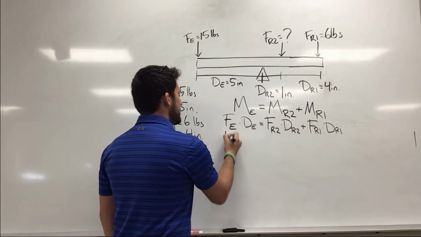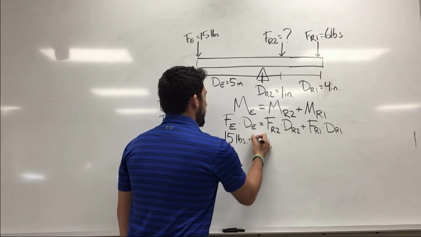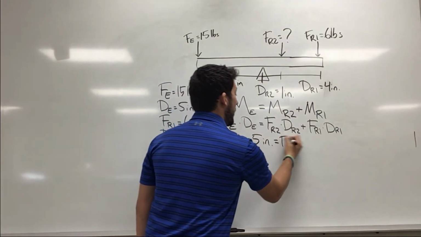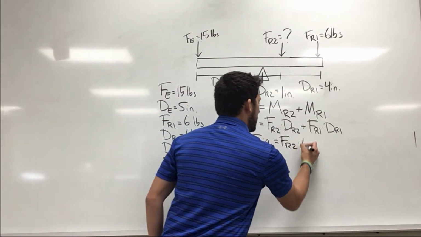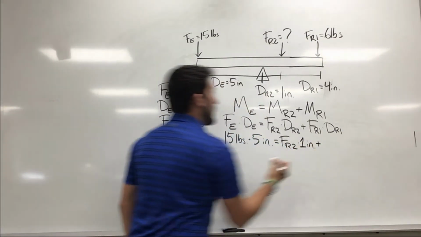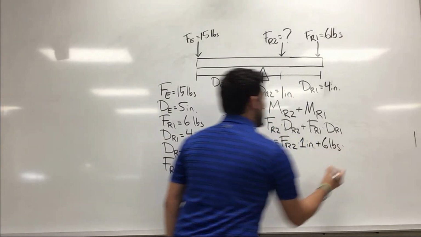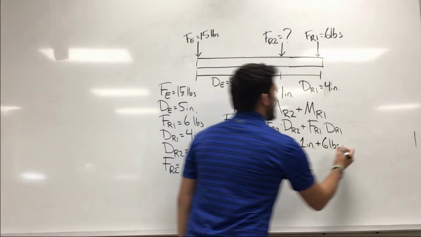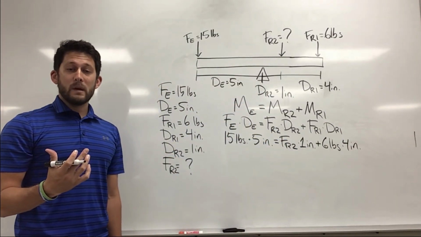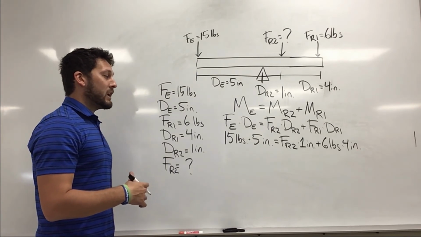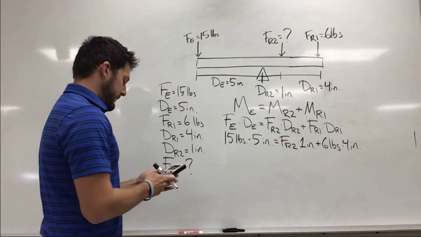So I have 15 pounds, and notice every time I'm going to include those units. 5 inches is equal to FR2, whatever that ends up being, times dr2, which is 1 inch, plus Fr1 is 6 pounds, times dr1, which is 4 inches. Okay, now I have all that stuff set up. I'm going to plop those values into my calculator, do a little bit of algebra, and we're going to solve this thing out. So I'm actually going to grab my calculator right now.